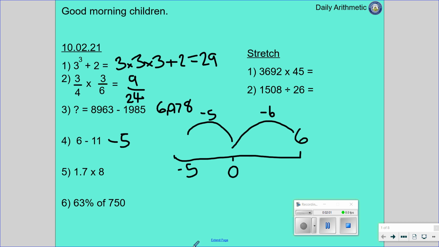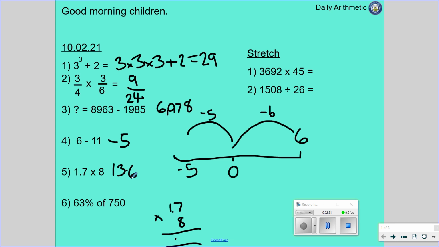Question 5, 1.7 times 8. The key to this was setting it out correctly. If you do 1.7 times by 8, it's a short multiplication and you just need to remember your decimal point drops right down into your answer. The answer to that one was 13.6.